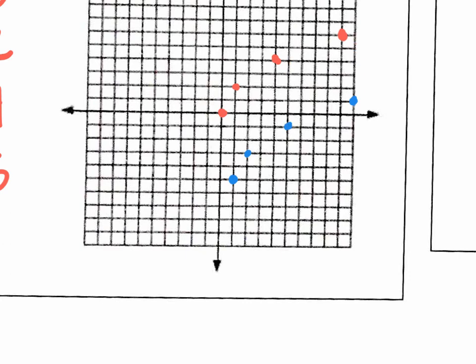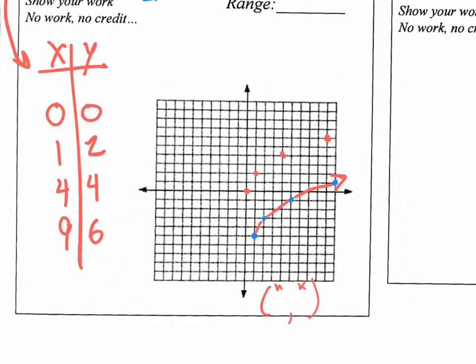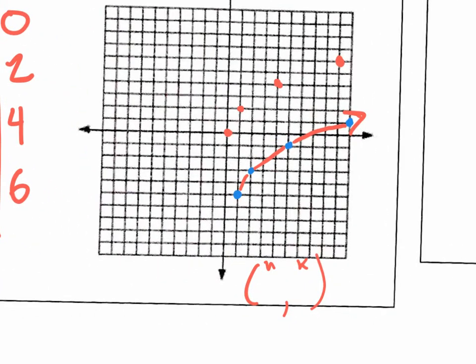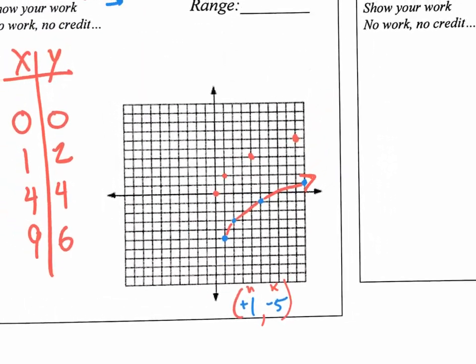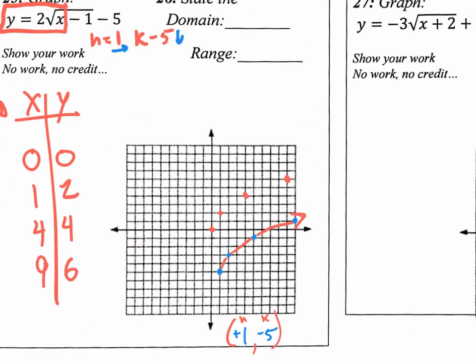So the blue dots are our actual coordinates of our actual function, including h and k. The beginning point, this important beginning point, is the coordinate hk. And what is hk? Positive 1, negative 5. Thanks for telling me, nobody. Positive 1, negative 5. All right. So that beginning point is important when we answer our final question of this test, the domain and the range.